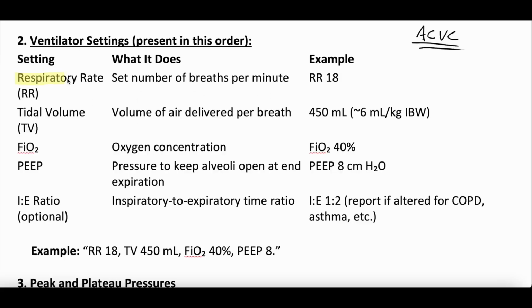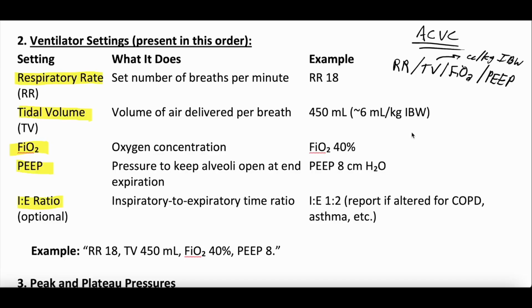And the settings to think about are respiratory rate, tidal volume. If they're on pressure control, instead of tidal volume you need to know your inspiratory pressure, and then your FiO2, your PEEP, and I to E ratio sometimes, which we'll talk more about in a second. Okay, but when you're thinking about this on rounds, usually we have respiratory rate followed by tidal volume, followed by FiO2, followed by PEEP. Okay. When you do present their tidal volume, if you want bonus points, you can say what cc's per kg of ideal body weight it is.